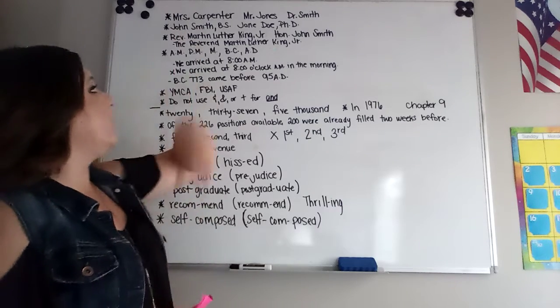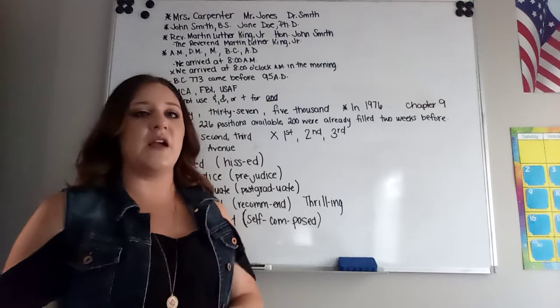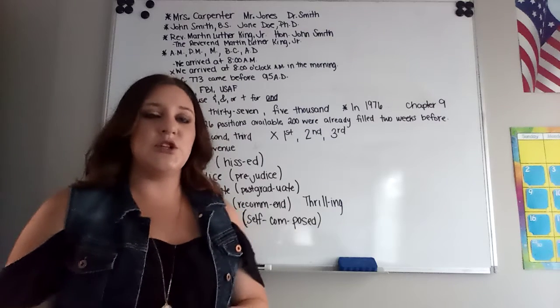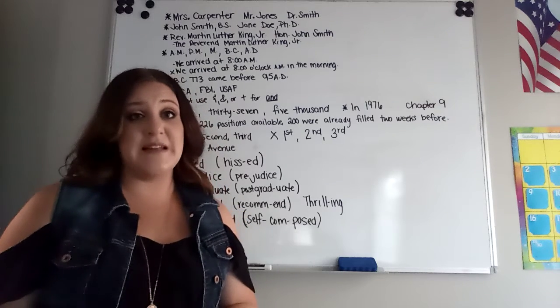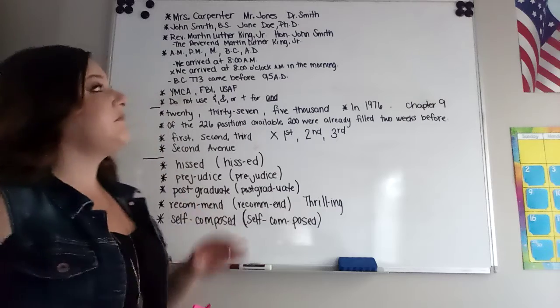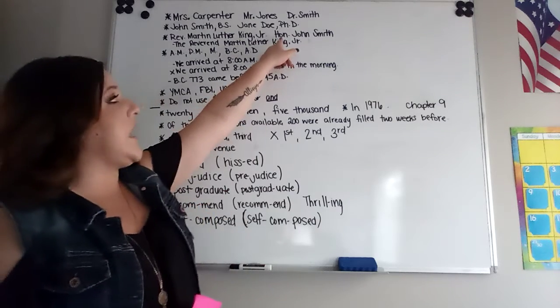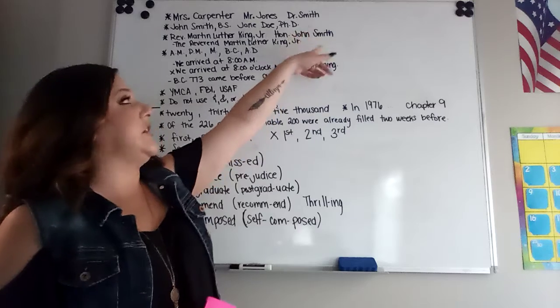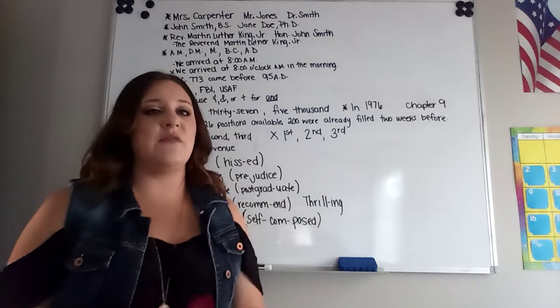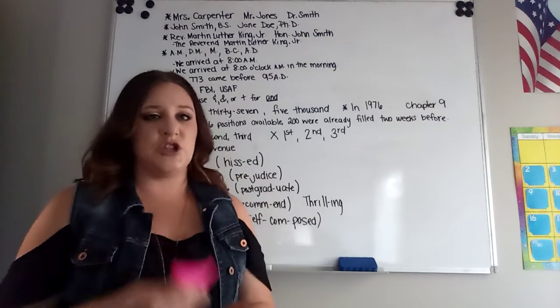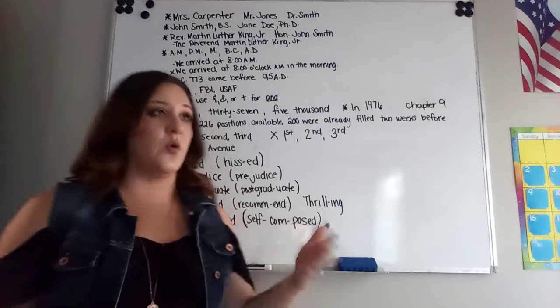Let's go ahead and talk about Reverend and Honorable while we're right here. It is acceptable to abbreviate the words Reverend and Honorable, again, as long as you're using their full name. So you can't say Honorable with abbreviation Honorable Smith. You have to use Honorable John Smith. It has to be that full name.